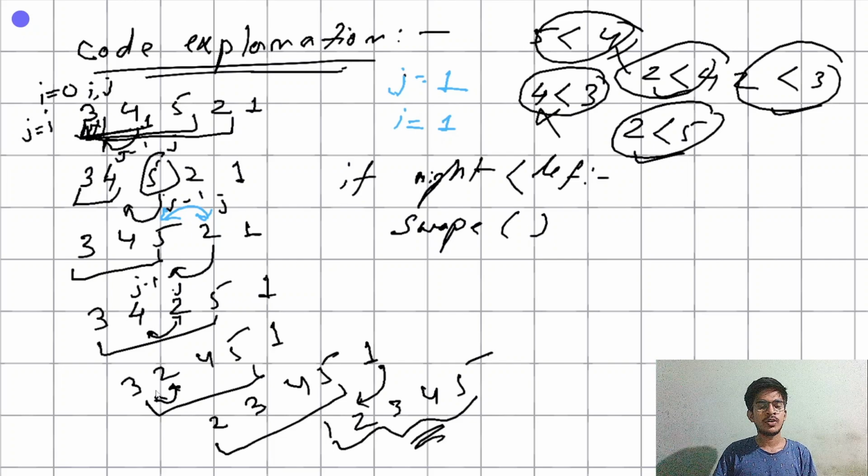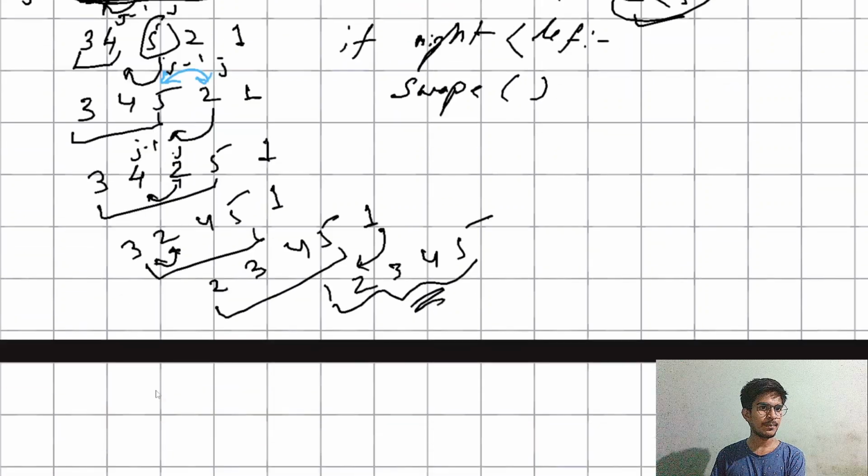Maybe you could not figure out how the code explanation is working. I'm sure you understand how it is working, but maybe you didn't understand how the code works here. I'll do it in a second. But before that, let's jump into the time complexity and space complexity of this algorithm. So what is the time complexity and space complexity of this algorithm?